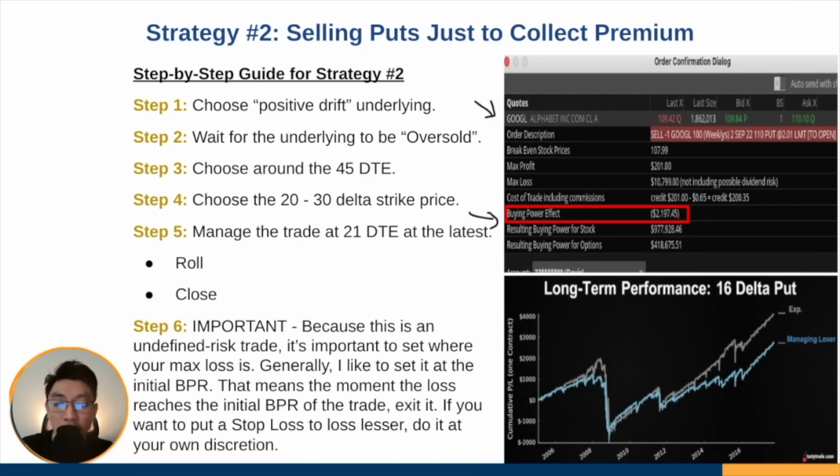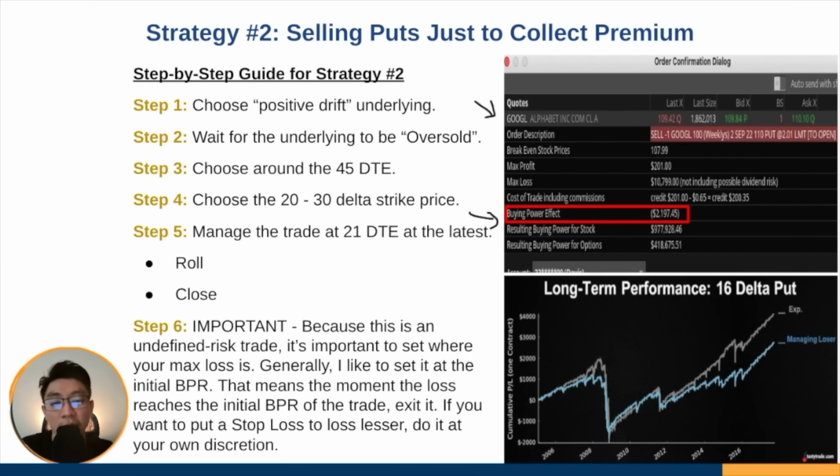Now, some of you might be wondering, what if I just set a stop loss that is smaller than the initial BPR? So let's say, for example, this BPR says $2,197. Instead of having your stop loss set there, maybe you want a stop loss at maybe $1,000 or something like that, right? Something much lesser. Well, if you want to do that, you can just do that at your own discretion.